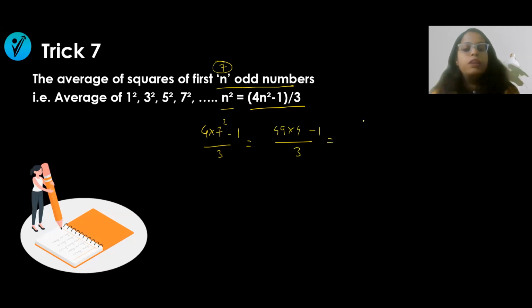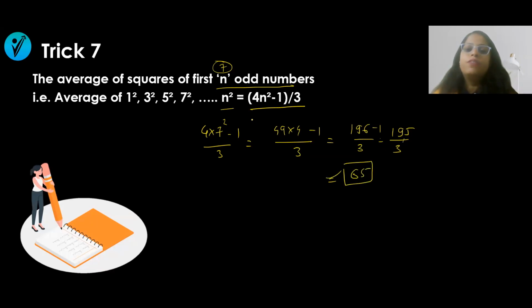49 4s are 196, minus 1 by 3. That means 195 by 3. So what will it be? 3 6s are 18, 1 carried, 3 5s are 15. So your answer will be 65 for the squares of the first 7 odd natural numbers.